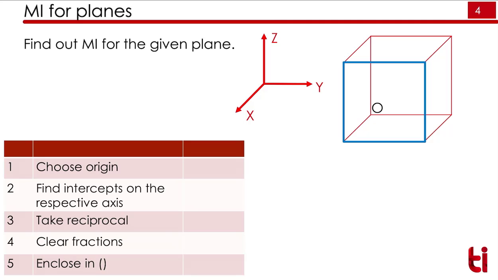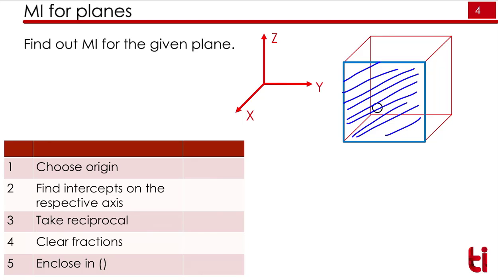The first example when the plane is given. So we have the plane that is shaded in blue color here. This is the origin and these are the XYZ axis. Now you have to find out the Miller indices for this plane. The procedure is first you have to choose the origin, that is already given. So we have chosen. Second, you have to find out intercepts on the respective axis.